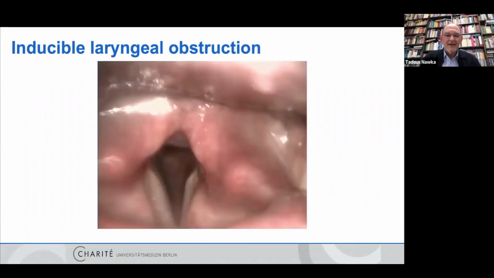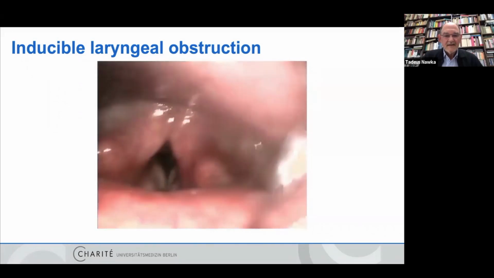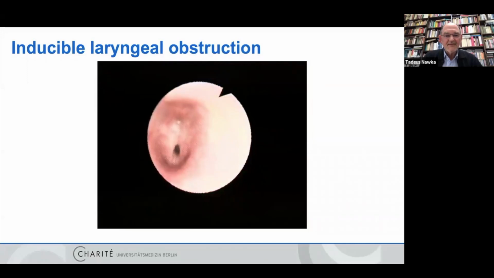I will show you a very severe case where a lady who suffered from this laryngeal obstruction had to be tracheotomized because she could not breathe anymore. So you see she has been tracheotomized already, and when you look through the stoma upwards to the vocal folds, then always during inspiration she closes, and during expiration the vocal folds abduct and the glottis opens. This is one of the rare cases, but really severe.